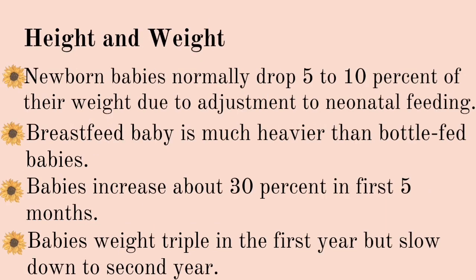Height and weight. Newborn babies normally drop 5 to 10% of their weight due to adjustments to neonatal feeding. Breastfed babies are much heavier than bottle-fed babies. Babies increase about 30% in the first 5 months. Babies' weight triples in the first year but slows down in the second year.